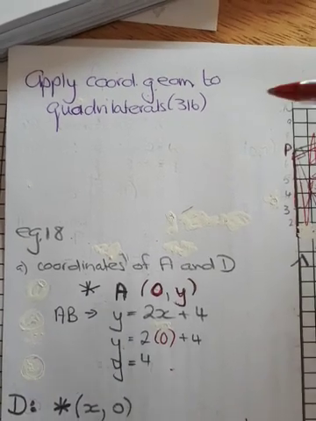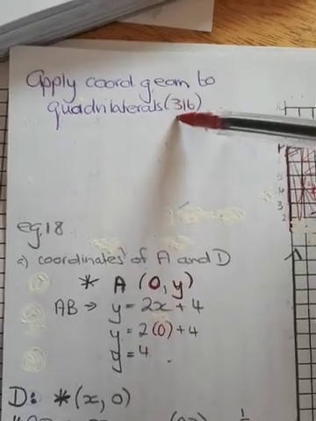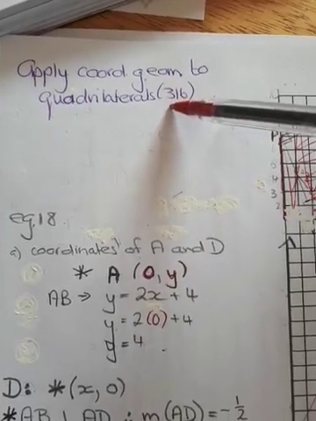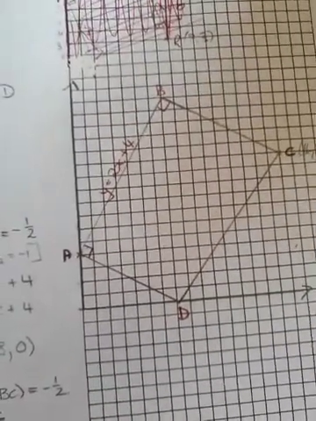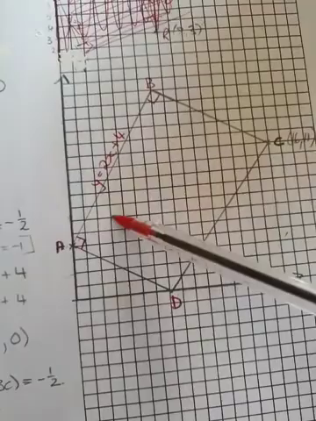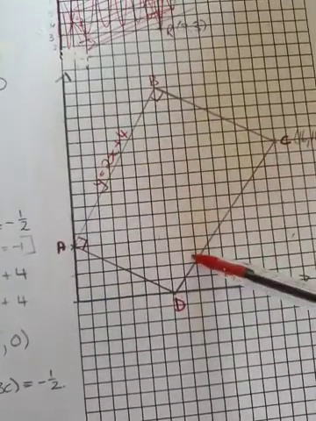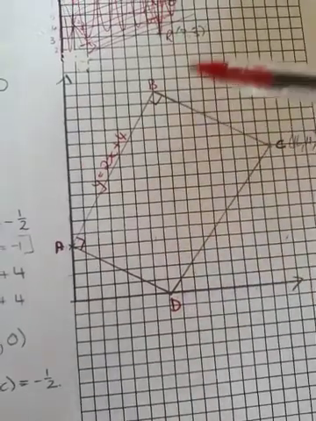This is another example of applied coordinate geometry. We are working with quadrilaterals. If we first look at what is given, you can clearly see that it is a quadrilateral ABCD. They are giving you the following information.